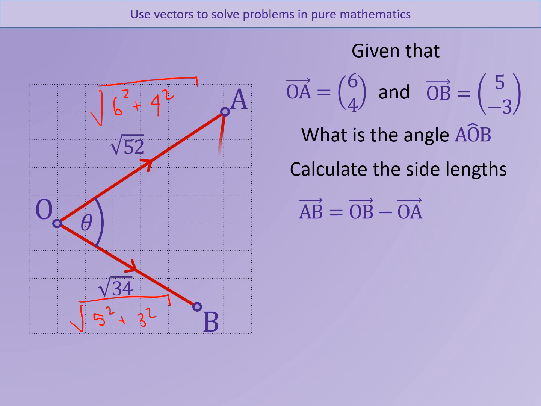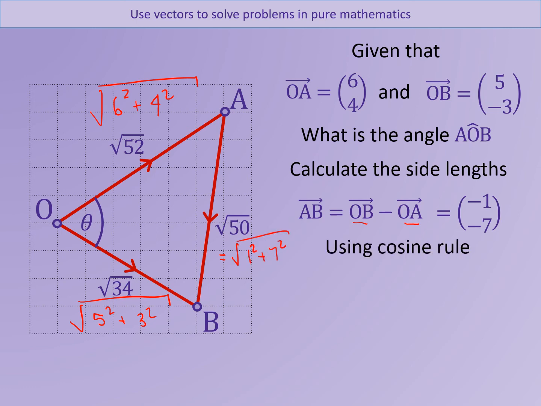If we connect A to B and we calculate this using this rule here, so OB minus OA, that gives us a vector of minus 1, minus 7, and so the length of AB is the square root of 50, and that has come from 1 squared plus 7 squared.